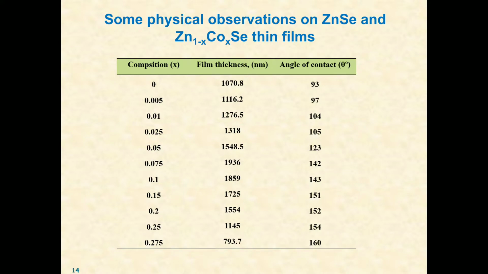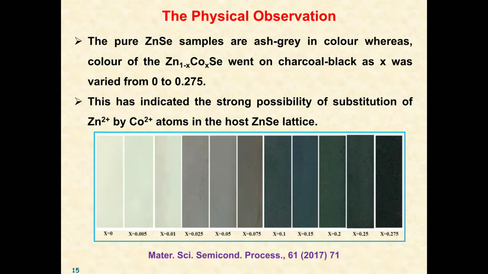We also observe a change in physical color appearance with Co addition. Both ZnSe and ZnCoSe thin films were thin, uniform, smooth, diffusely reflecting, and tightly adherent to the substrate support. As-grown films showed a change in color from ash gray to charcoal black, as shown in the figure, as a result of Co2+ addition into the ZnSe host lattice.